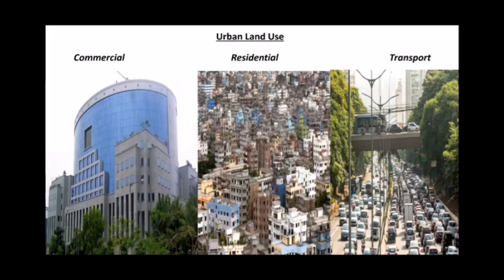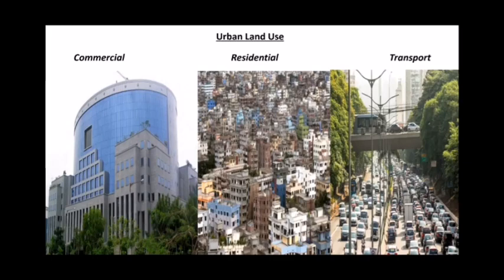You might have known this by the space that is there for the residential areas. There are tiny lanes. The houses in the cities are also very small. Population is very dense. So that is why, let's see what are the different land uses in the urban areas.